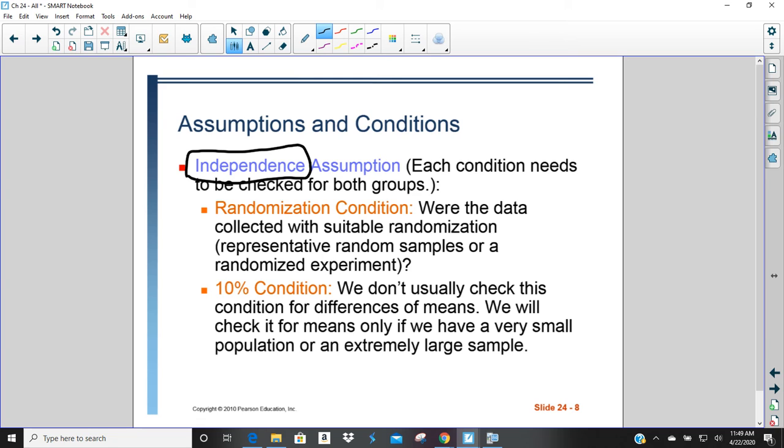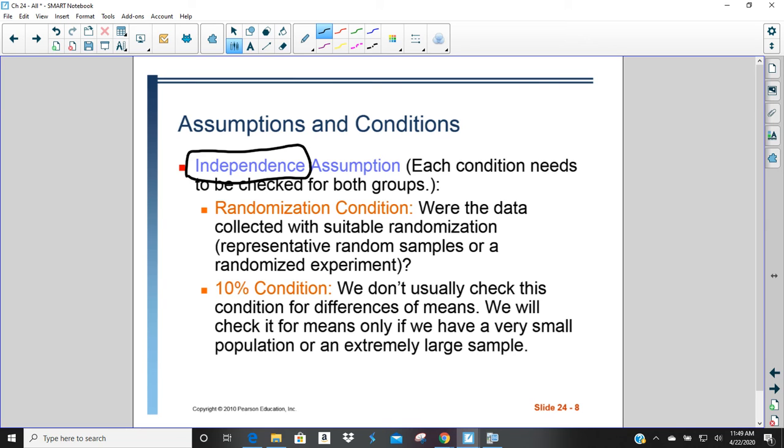The 10% condition says we don't usually check this condition for means. We'll check it for means only if we have a very small population or an extremely large sample. In the case of the batteries, 6 is not a small population. There are millions of batteries around, and our sample obviously is not large either. Same thing with the soup. People eating soup is going to be, ultimately not infinite, but millions. And the sample we had was not large.